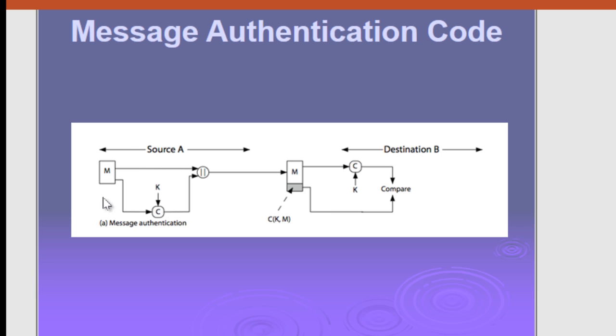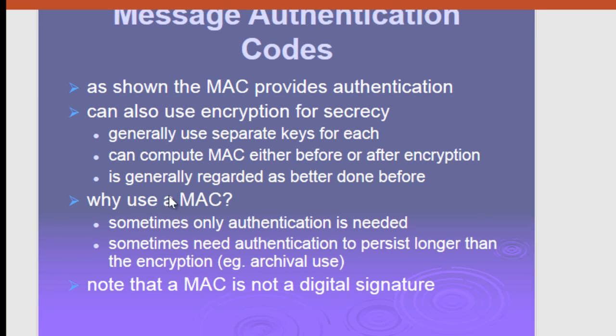But here no confidentiality is provided. The message is not encrypted, so there is every chance that the message can be hacked by any person. With this diagram you can only check whether any modification happened or not, but the message is not protected. So you can also do a combination of both, which you will see next.